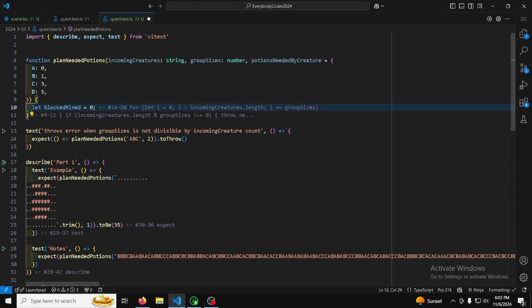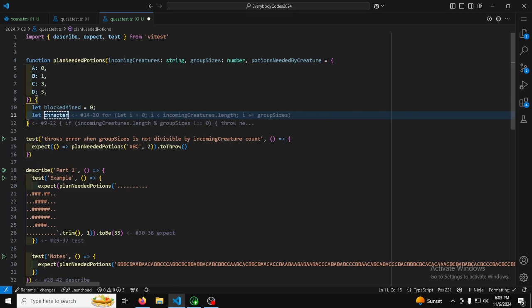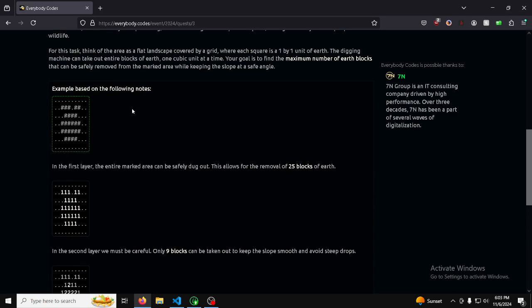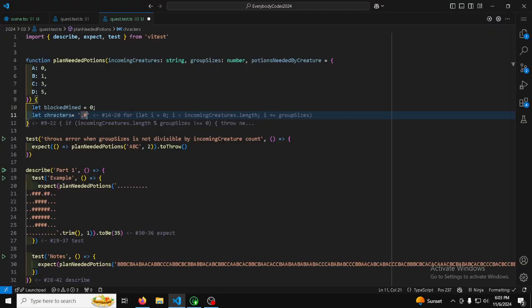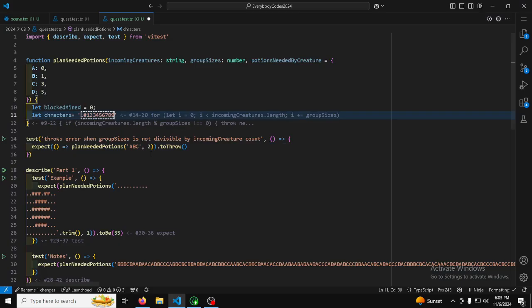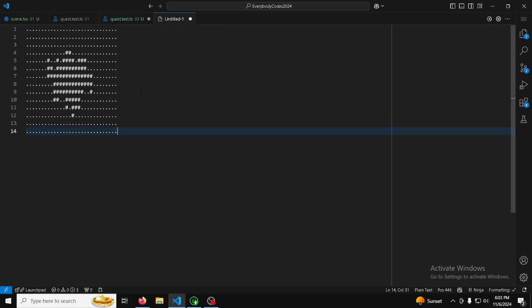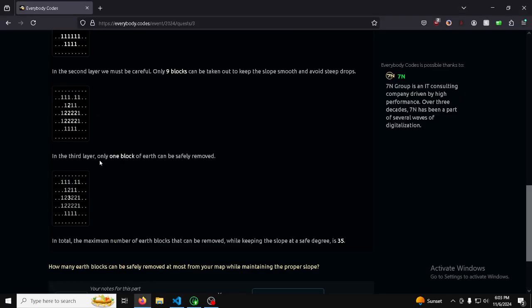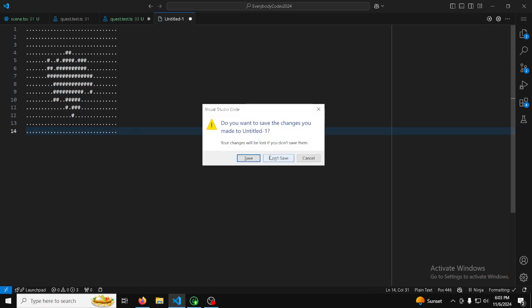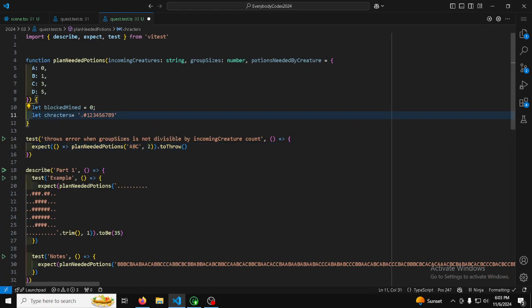So, let characters equals dot, hash, 1, 2, 3, 4, 5, 6, 7, 8, 9. I bet. Let me look at this. It's probably bigger than this. Yeah, there's more than nine in here. So it's the depth, not the thing. Okay, so I think we cheat and we just go for the ones first.